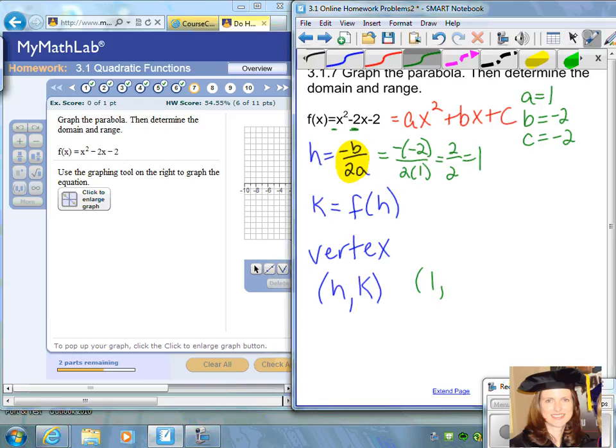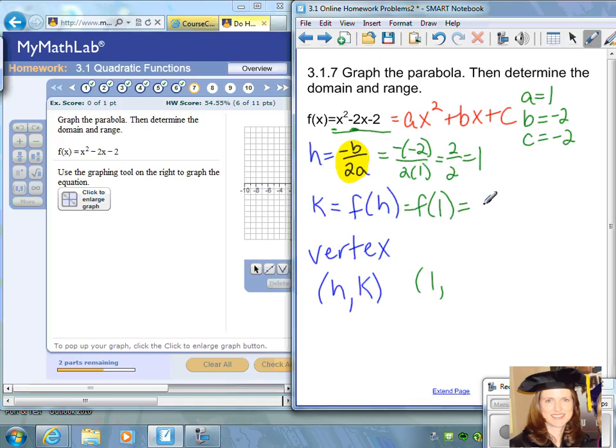So we're going to find f of the answer we got for h. We want to find f of 1. We're going to plug that back into the original equation for x. So 1 squared times 2 times minus 2 times 1 minus 2. That is going to be 1 minus 2 minus 2, negative 1 minus 2. That'll give us negative 3. So that's going to be our k part of the vertex. So that's going to be our vertex.